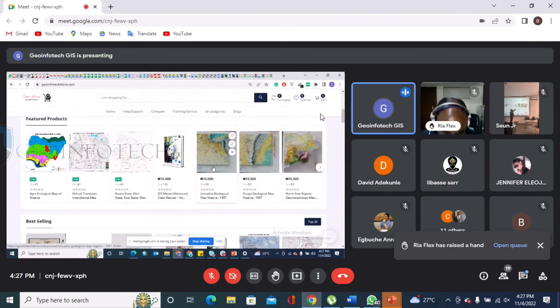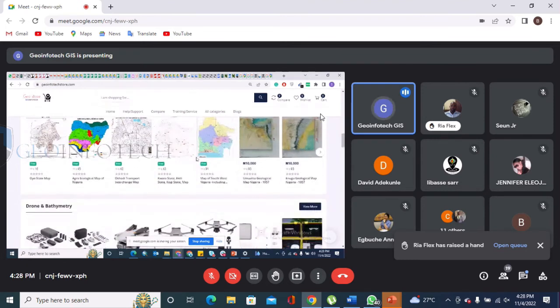And this one talks about the geological map of Nigeria produced in 1957. So we have some of these maps that are free, like this one. Why do they write their monetary value? Okay, and if you scroll down, you have other ones, and we also have drones available, but drones definitely are not free, and we have other data.